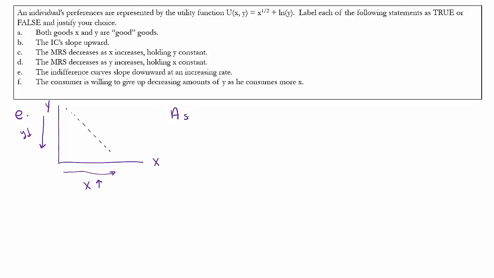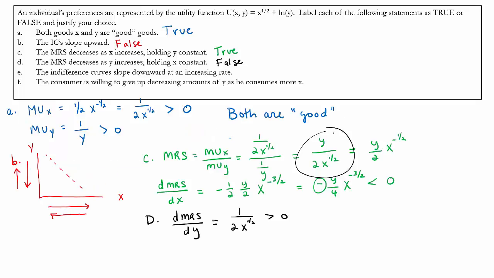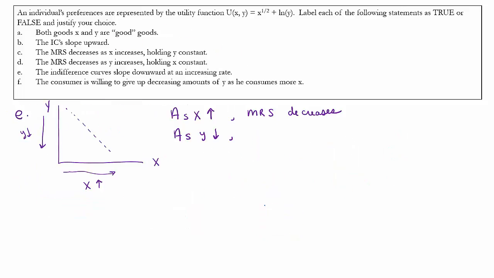As x goes up, the MRS we have already determined decreases. So from left to right, as x goes up, the slope of the indifference curve gets smaller. Well, what happens from left to right to the slope of the indifference curve as y decreases? We've determined that dMRS/dy is positive. That means that as y goes down, the MRS will go in the same direction, down.